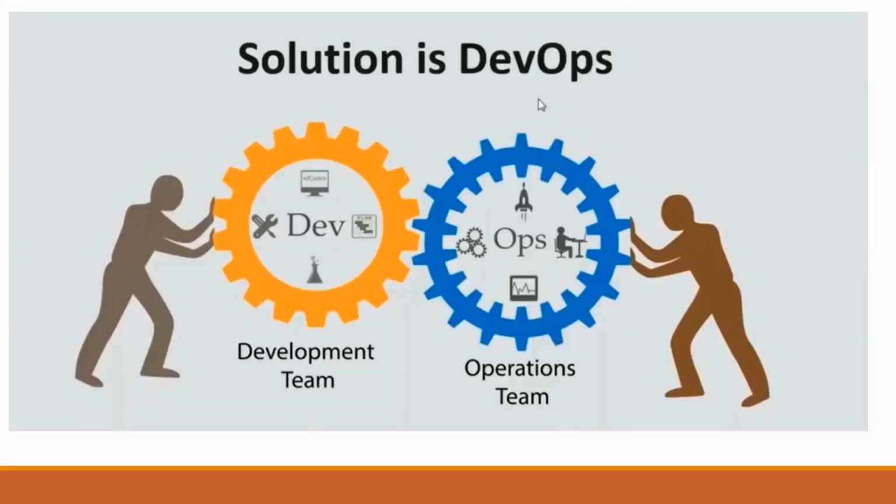So DevOps is a methodology, DevOps is a culture. So we can use the tools. The development team and operations team work together and automate the process. Operations will use some of the tools and developers use some of the tools. We can automate the application. So the solution is DevOps.